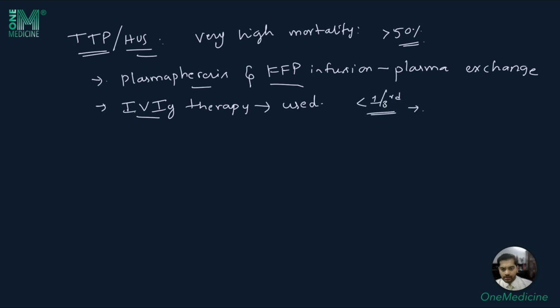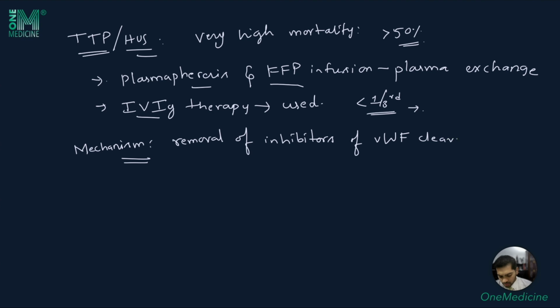the total occurrence. Here, the mechanism by which the plasmapheresis works is by removal of inhibitors of von Willebrand factor cleavage enzyme, that is ADAMTS13, and FFP transfusion replaces the enzyme.